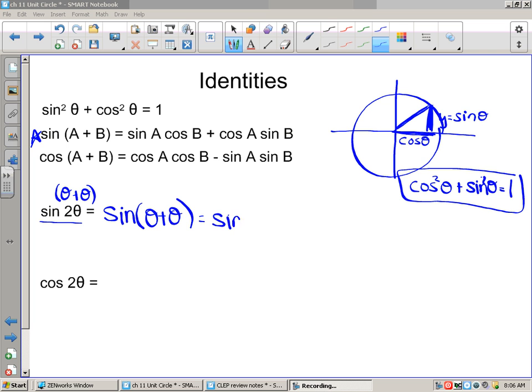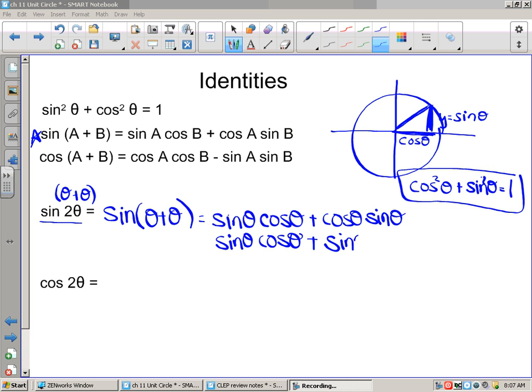This would mean you'd have sine theta cosine theta plus cosine theta sine theta. Well, we know with the commutative property of multiplication that we can actually write this as sine theta cosine theta, and we can write this one as sine theta cosine theta. We can just reverse them and they look exactly right. Doesn't matter. Now, do you see that these are exactly the same? In other words, this equals 2 sine theta cosine theta. So the double angle formula, the sine of 2 theta, is simply 2 sine theta cosine theta. That is another identity.